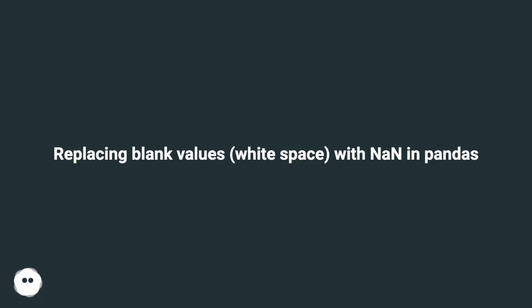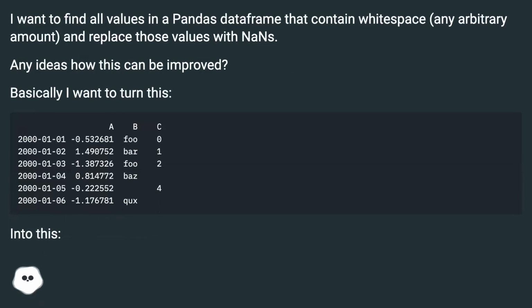Replacing blank values, white space, with NaN in Pandas. I want to find all values in a Pandas data frame that contain white space, any arbitrary amount, and replace those values with NaNs. Any ideas how this can be improved? Basically, I want to turn this into this.